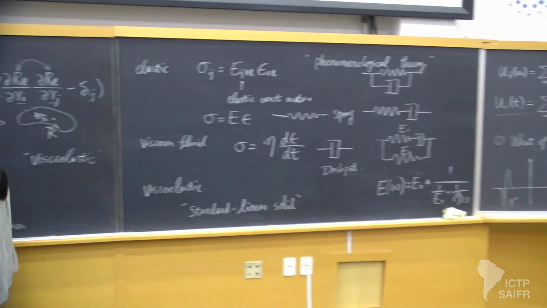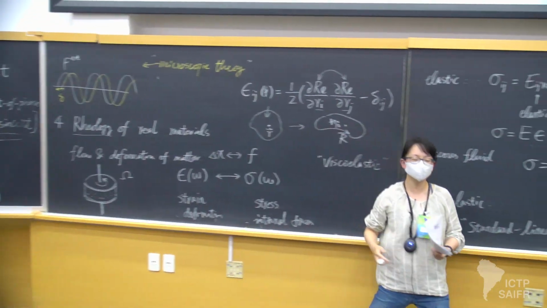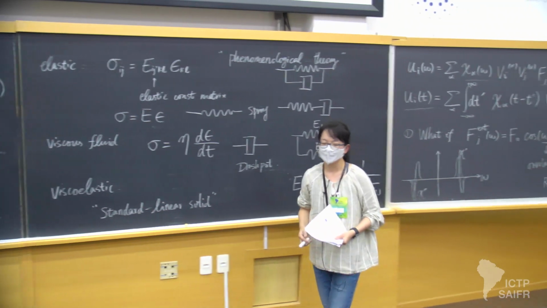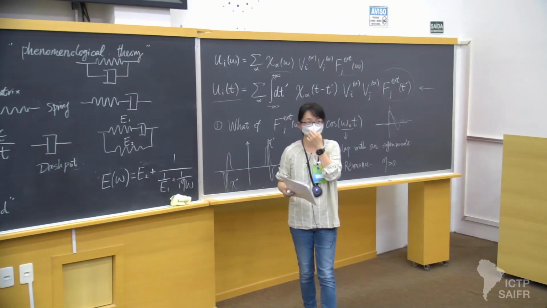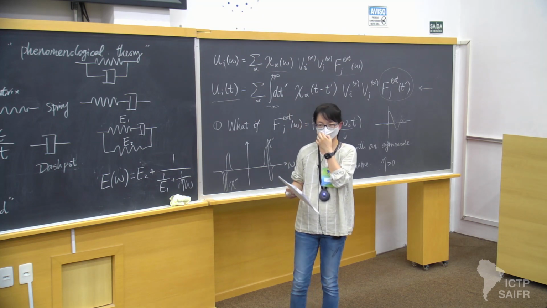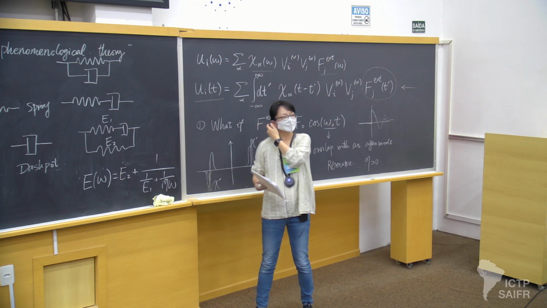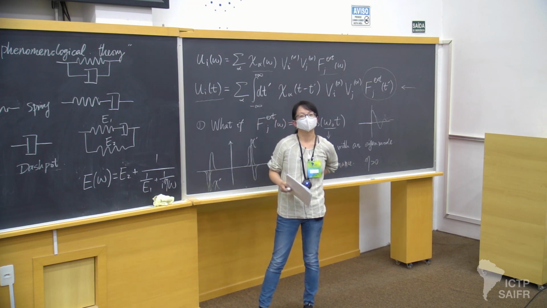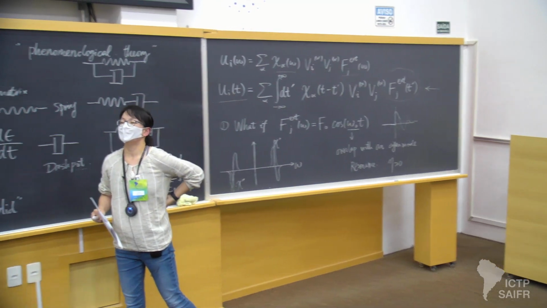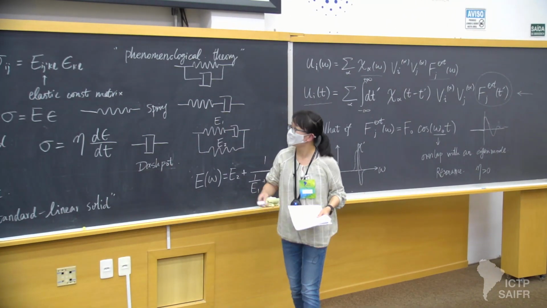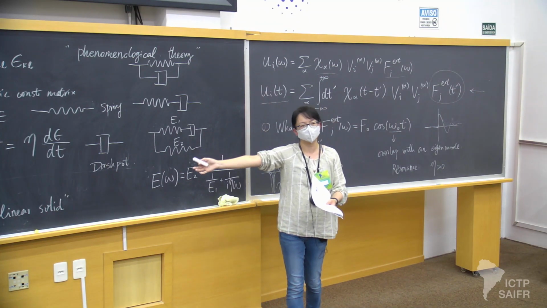And this is a microscopic theory, right? So in physics, when we say some theory is phenomenological, some theory is microscopic, what do we mean? Based on observations and based on first principles. Yes, that's precisely. So phenomenological means that I treat the system as a black box.